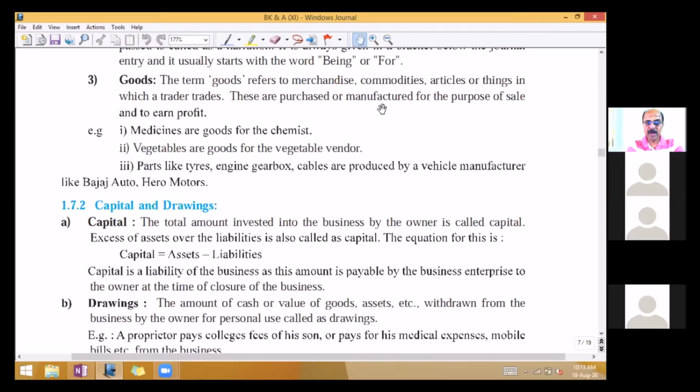That is the meaning of the word capital. So if you see the book sentence, the total amount invested into business by the owner is called capital. Many times you don't understand all this, so just remember, with whatever money you started business, that was your capital on that day. But it will either increase or decrease as the days pass. If you go on making profit, it will go on increasing. If you make loss, it will decrease.